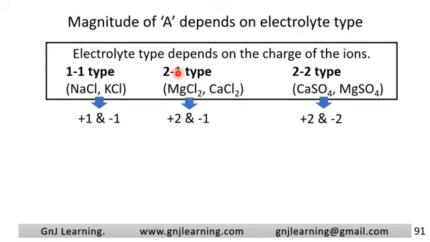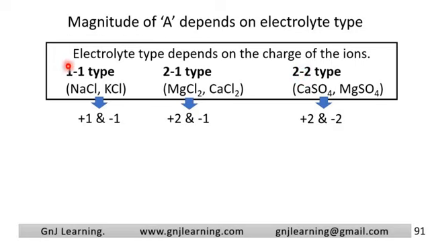So 2,1 means this is 2, you can call it as -1, so it's easier to remember. So it is like 2, that is +2 and -1, and here it is 2 -2, or 2 type. 2 -2 type means +2 and -2. So these are the different types of electrolyte.